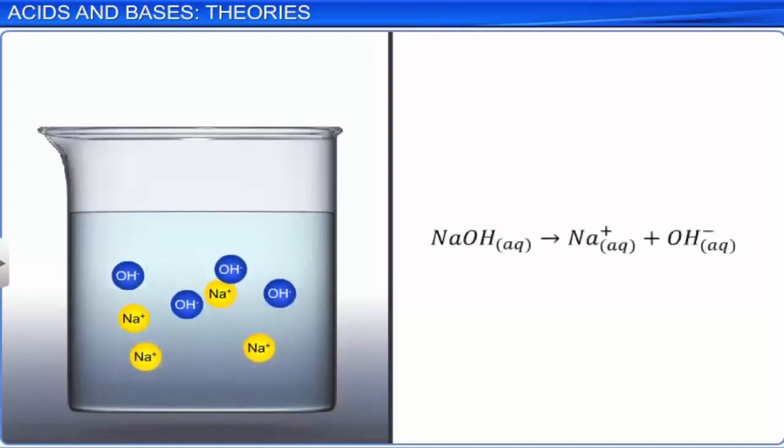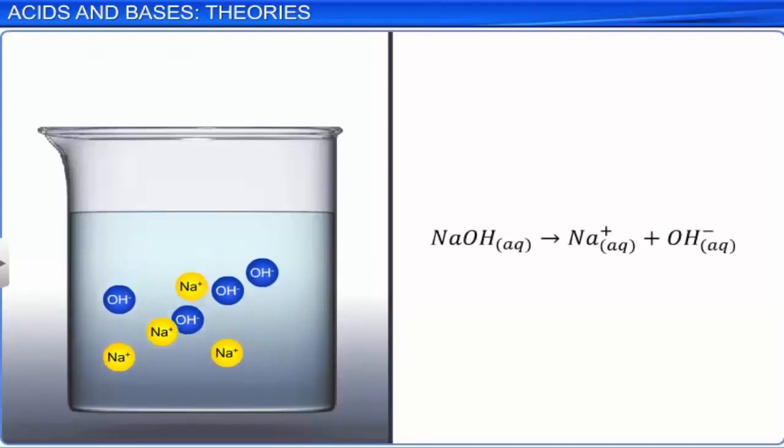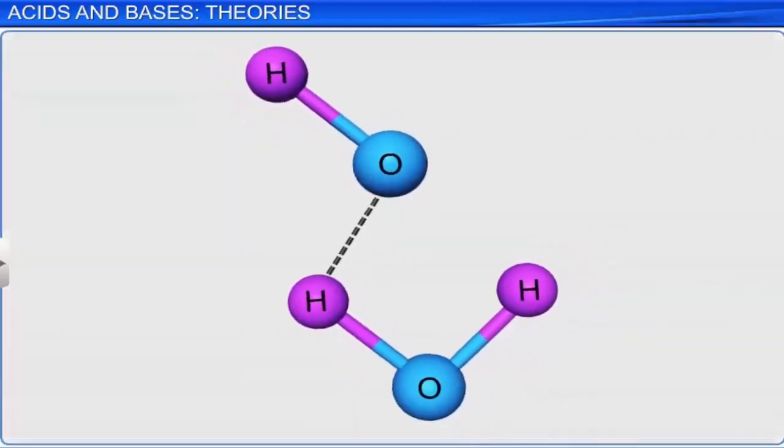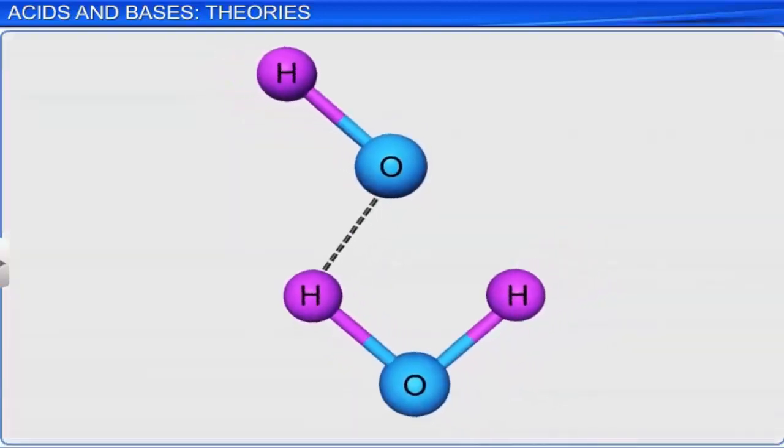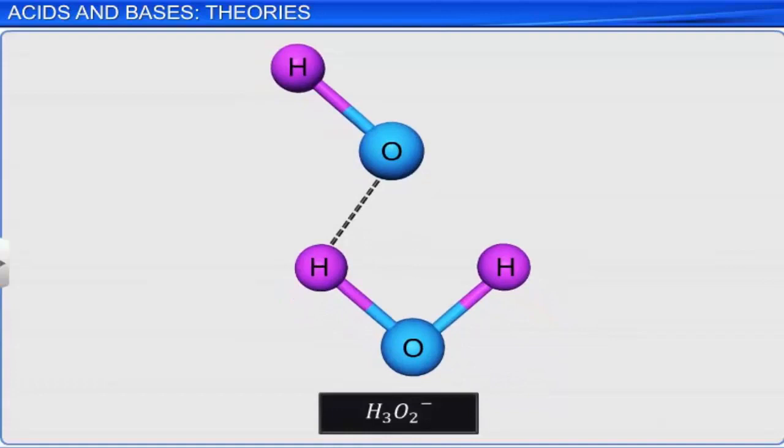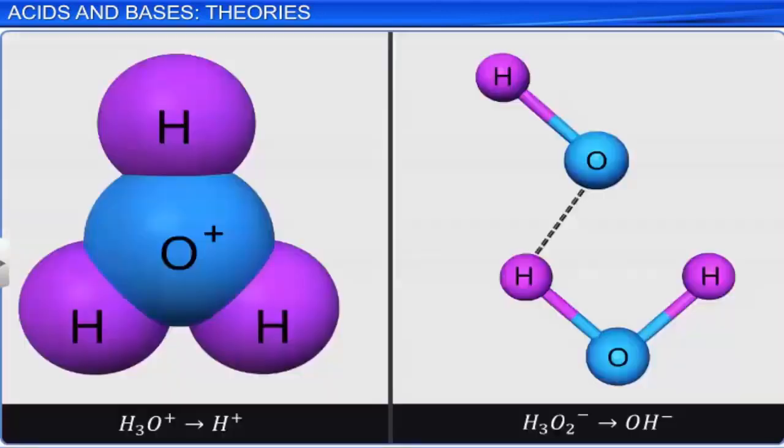A hydroxyl ion, like H+, also exists in the hydrated form, like H3O2-. Although H+ and OH- exist in the hydrated form, for the sake of simplicity, we usually write H+ and OH- rather than H3O+ and H3O2-.